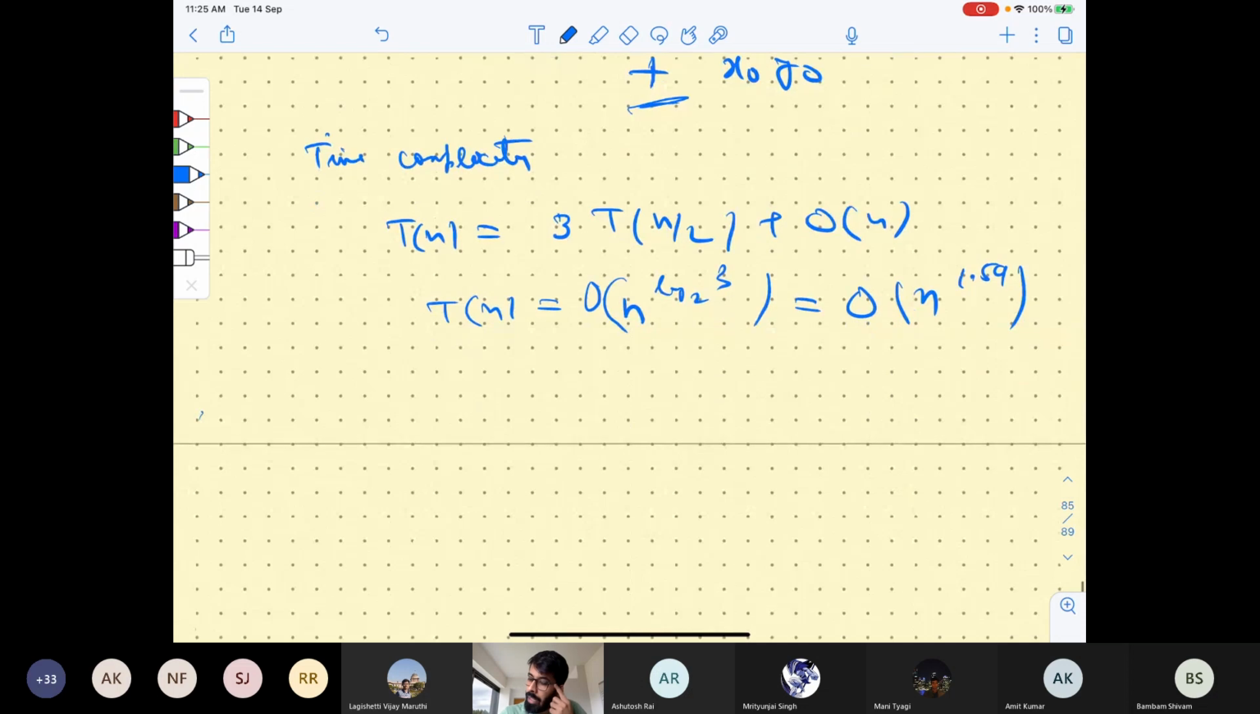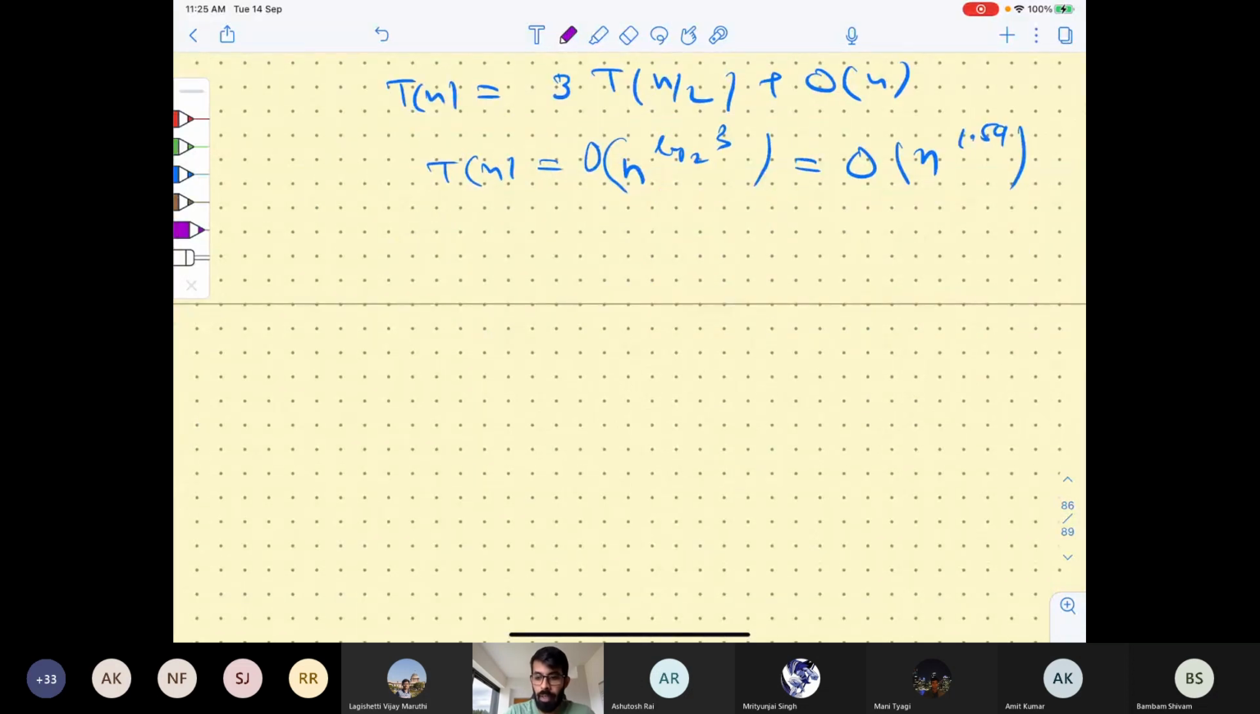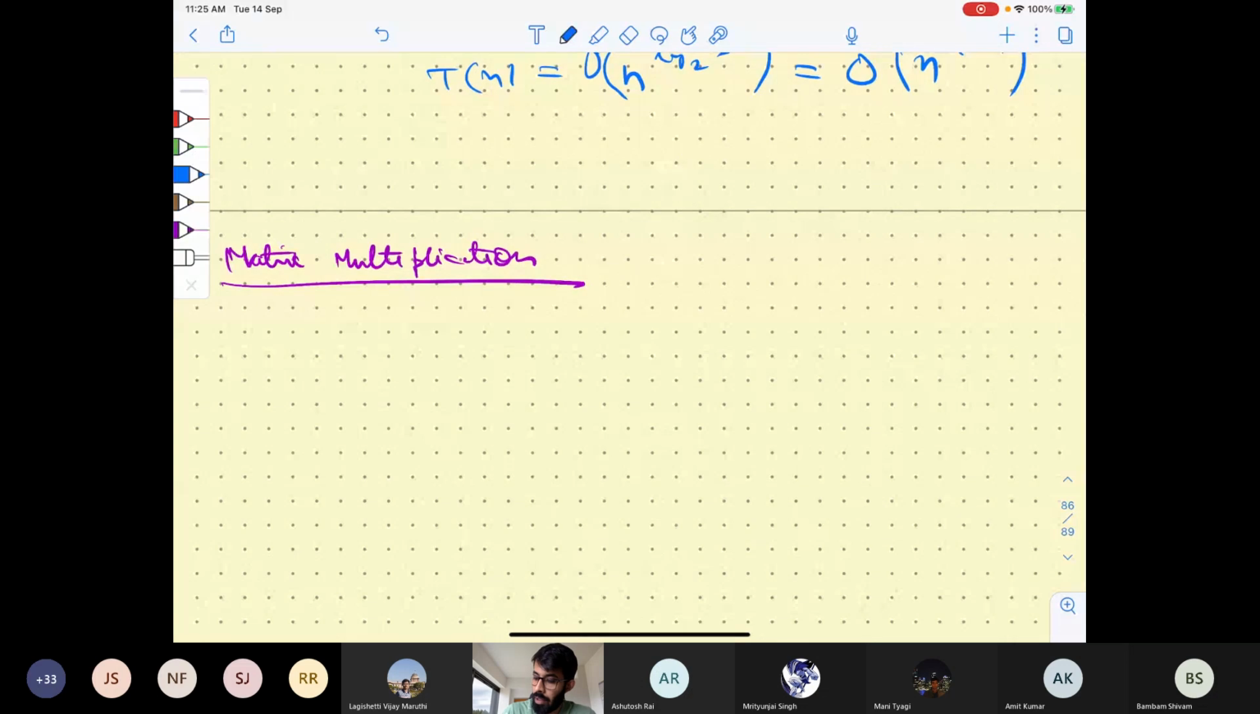Okay, good. Now, suppose we want to do a similar thing in the case of matrices. So, matrix multiplication. Suppose we have two n cross n matrices, A and B, and we want to find A times B.